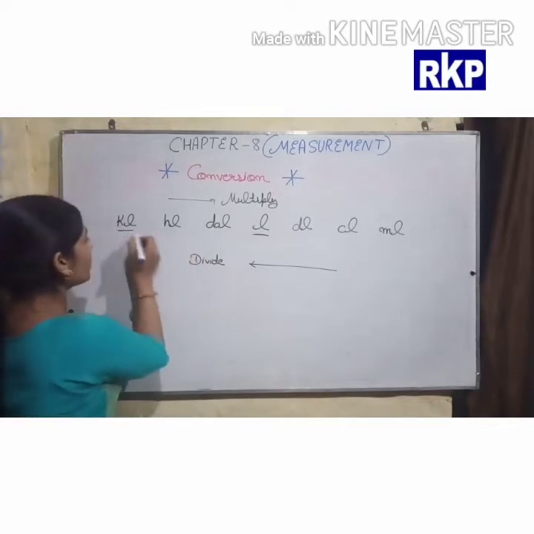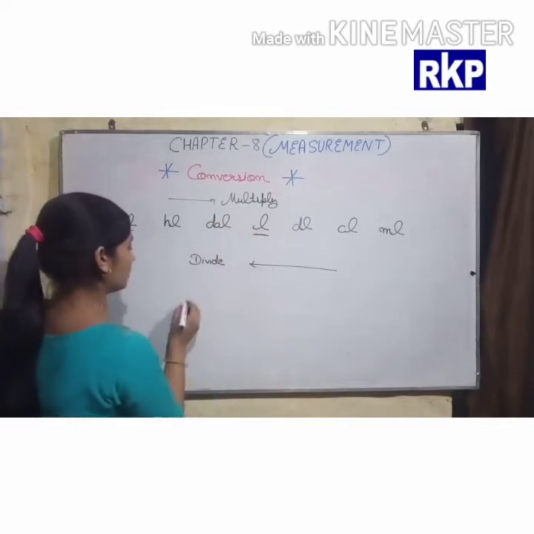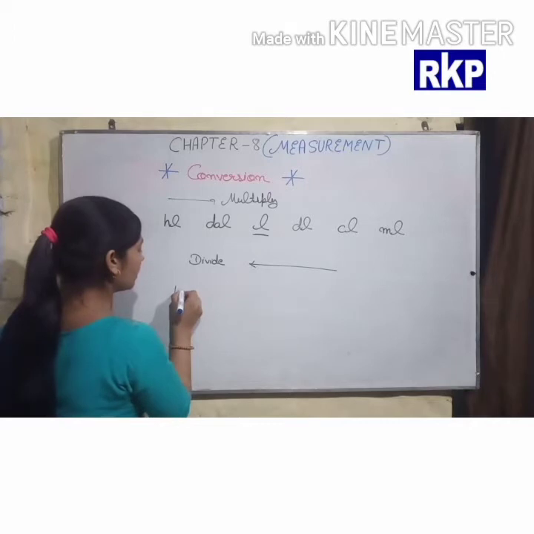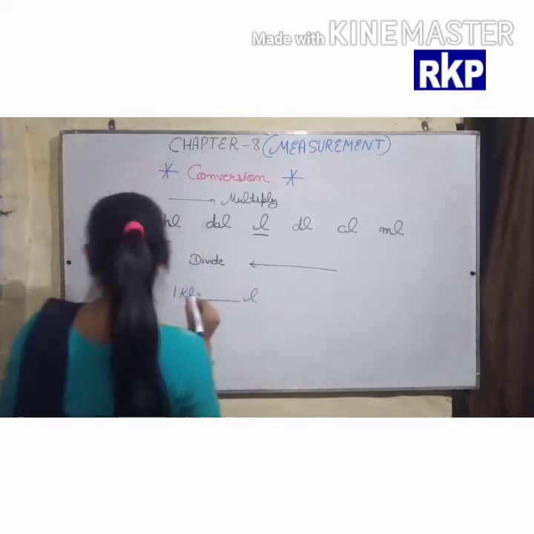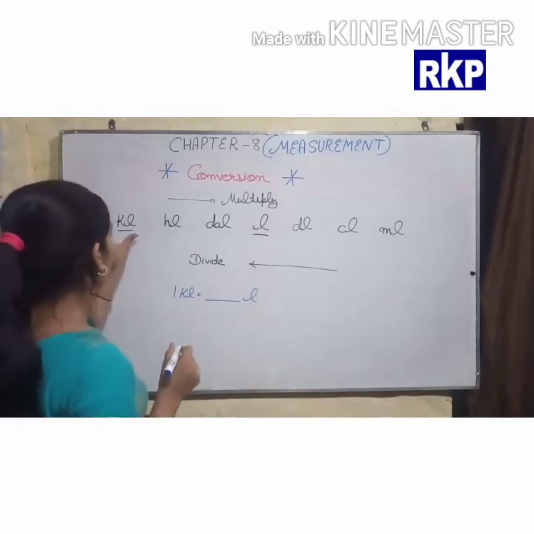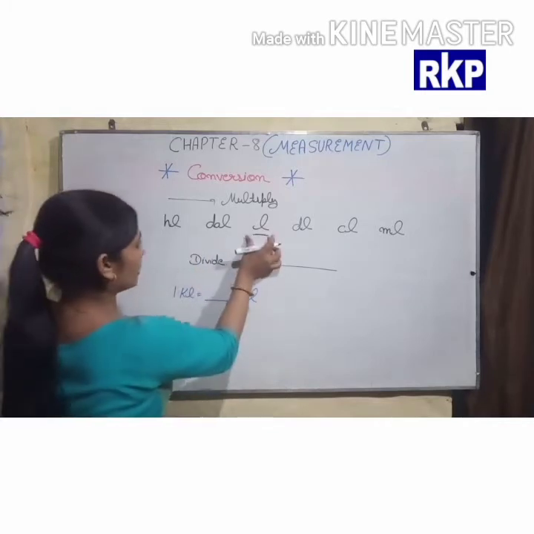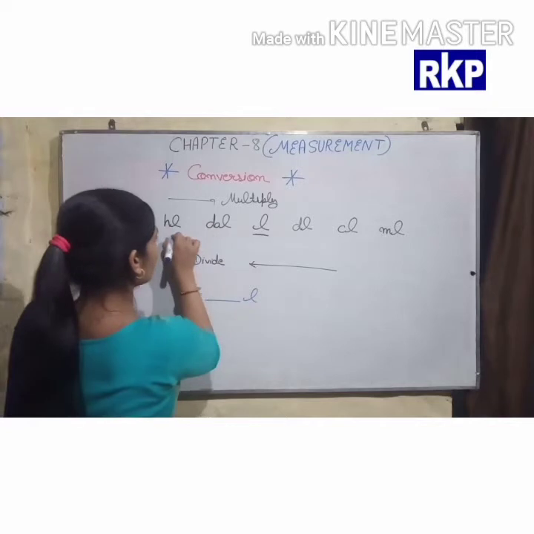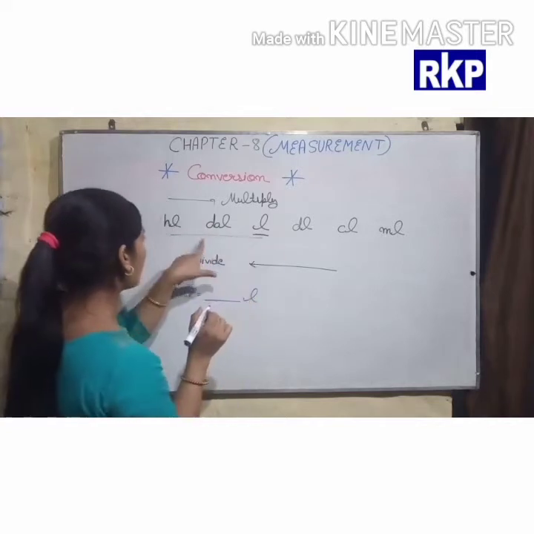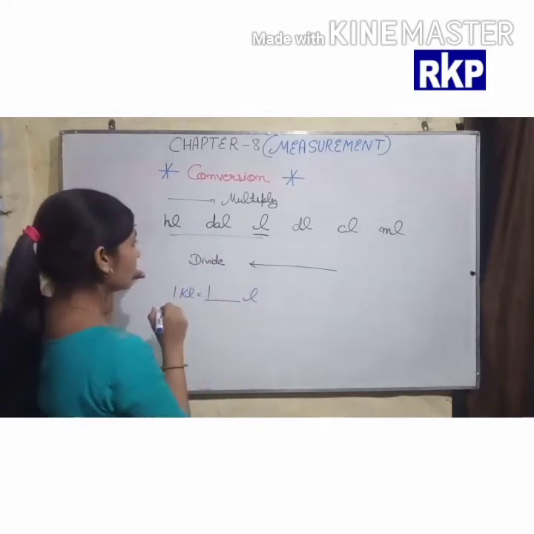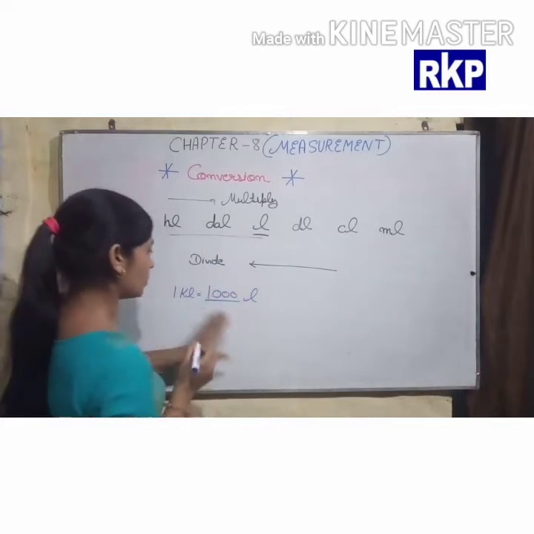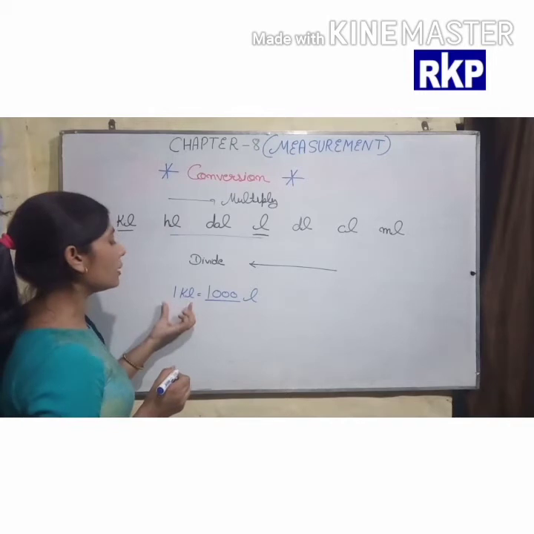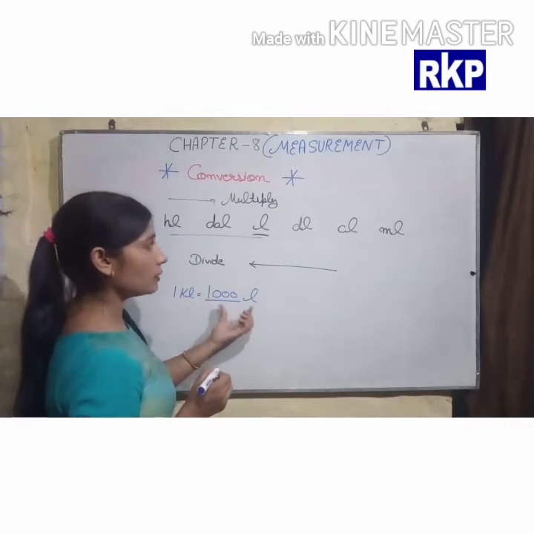Here we have kiloliter and here we have liter. So 1 kiloliter is equal to how many liters? Beta, from kiloliter to liter, we have 3 units. So for kiloliter we write 1, and for these 3 units we write 3 zeros. So 1 kiloliter is equal to 1000 liters.